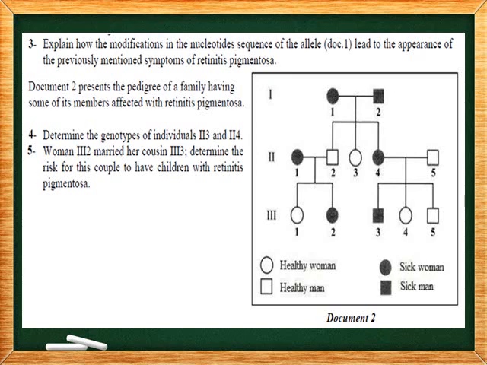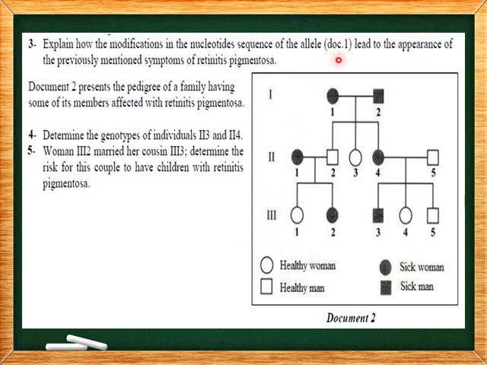So, what do we have to tell you here? Don't forget to make a link between the result of the mutation and the given that you have at the beginning of the exercise, which gives the characteristics of the disease. In document 2, which represents the pedigree of a family having some of its members affected with retinitis pigmentosa, we have to determine in part 4 the genotypes of individuals 2 3 and 2 4. Before the determination, let's check if we can know from this pedigree if the disease is dominant or recessive.